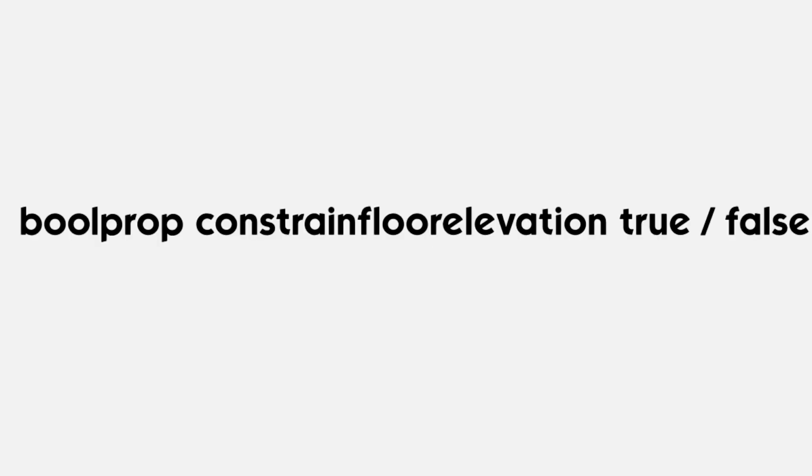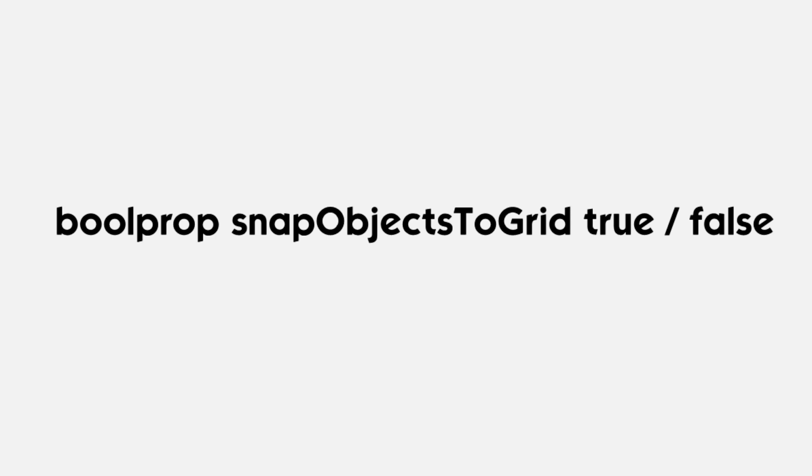Bullprop constrain floor elevation true or false changes the elevation, helps create split level. Bullprop snap objects to grid true or false allows you to place objects outside the grid. Prop allow 45-degree angle of rotation true or false allows you to place objects at an angle. And of course, bullprop testing cheats enabled true or false allows you to bring up a whole menu of cheats for The Sims 2.